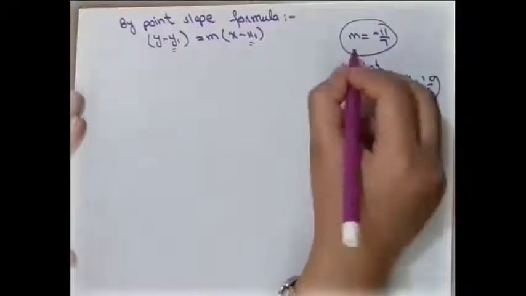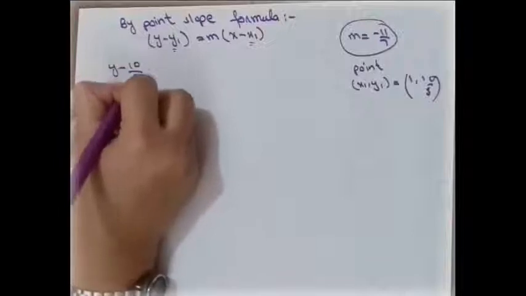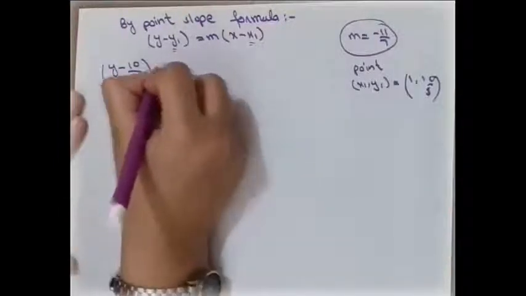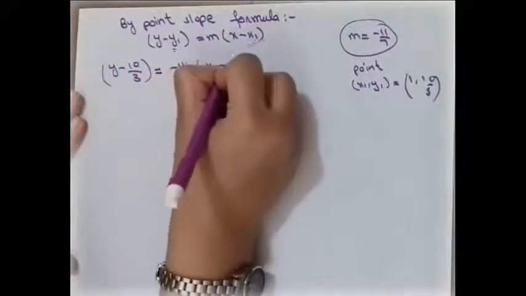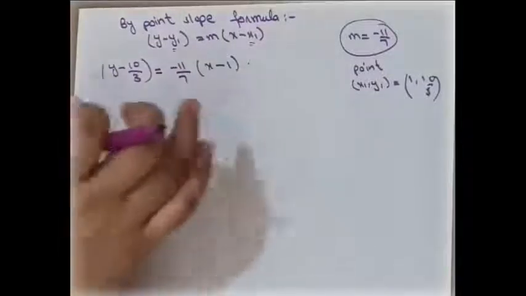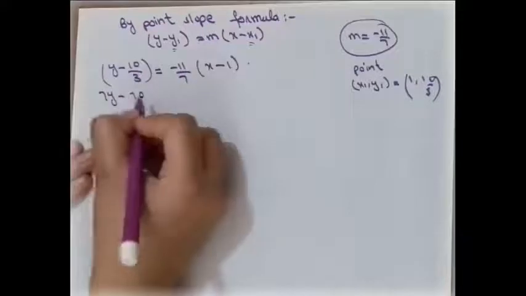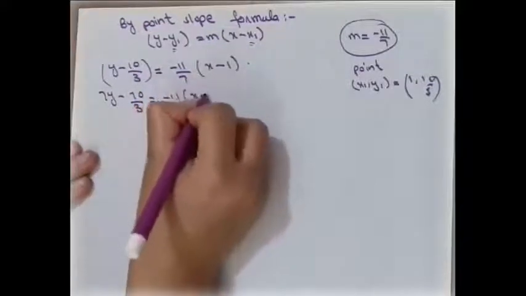So we just put these two values in this equation. So it will be (y - 10)/3 equals, what is the slope? -11/7 times (x - 1). Now to simplify this, it will be (7y - 70)/3 equals -11(x - 1).